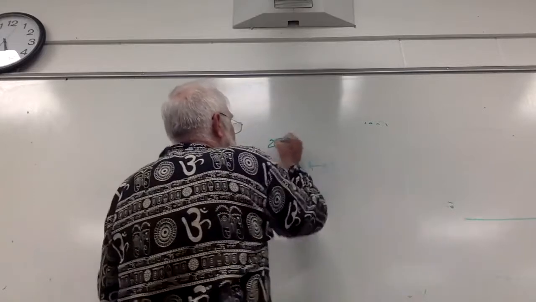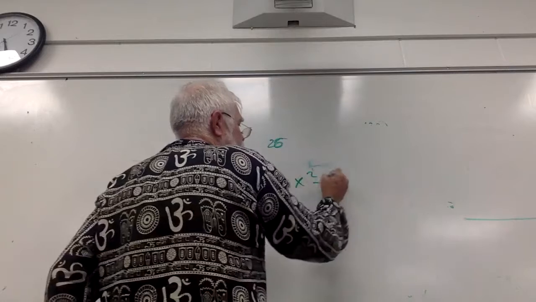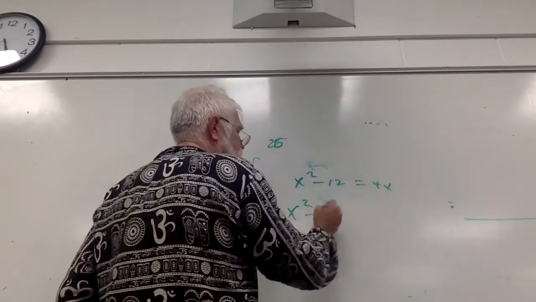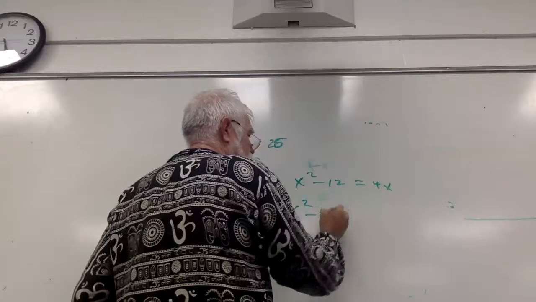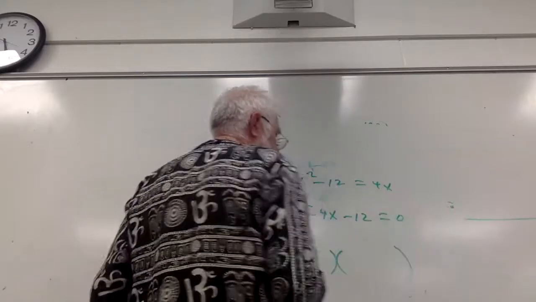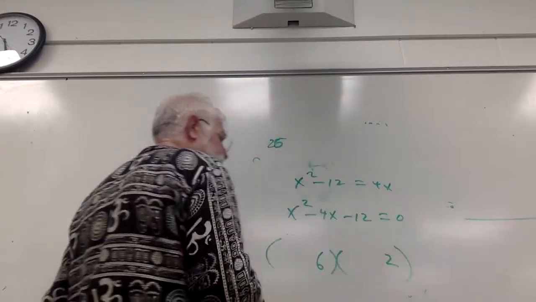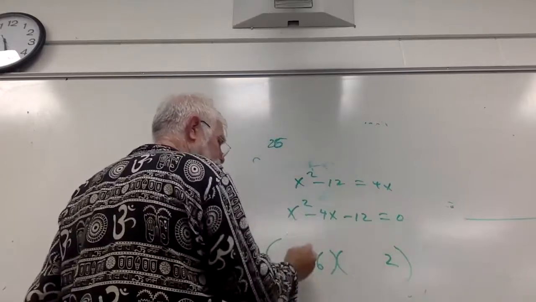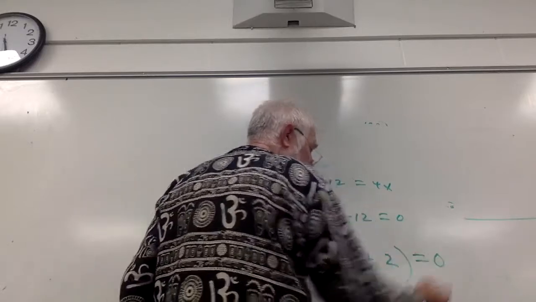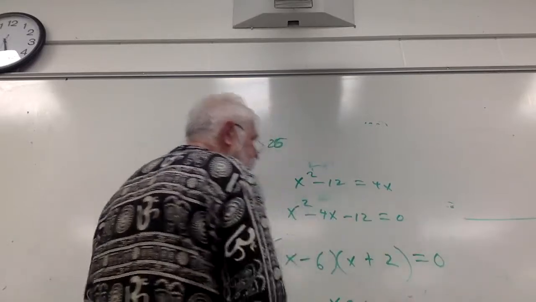Number 26, speeding up here. X squared minus 12 equals 4x. Always set quadratics to 0. Hopefully you can factor. If not, we'll stop. 6 and 2 are 4 apart. Right? So 6 times 2 is 12. I want negative, so that's negative, that's positive. So yes, we could write that as a product. So x could equal 6, comma, negative 2.